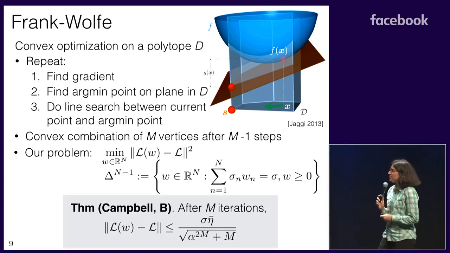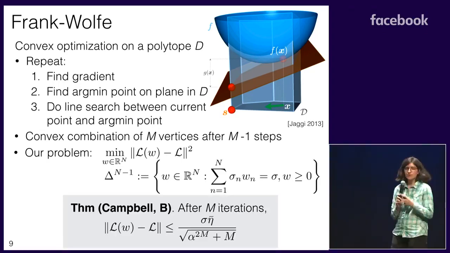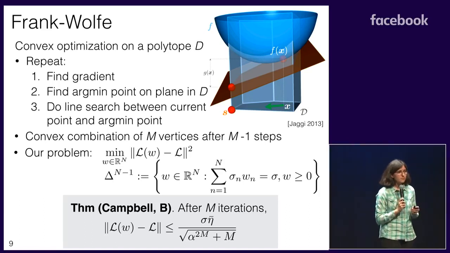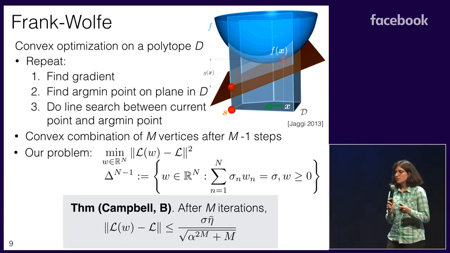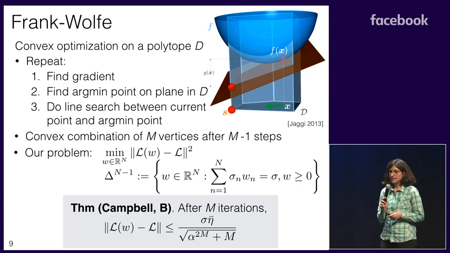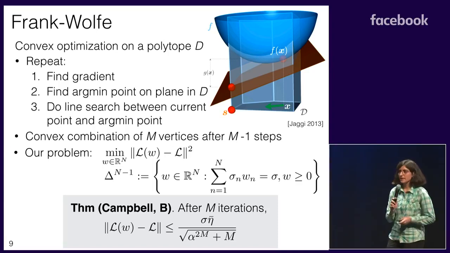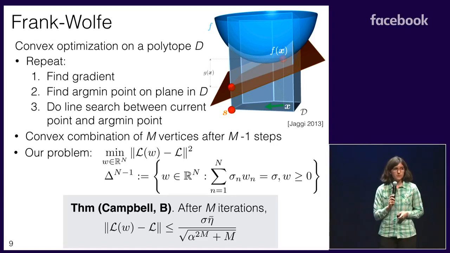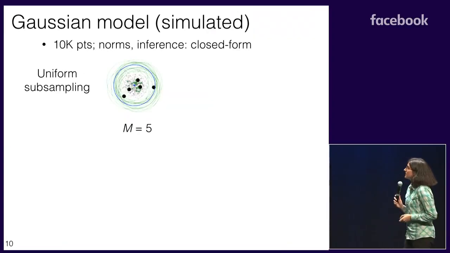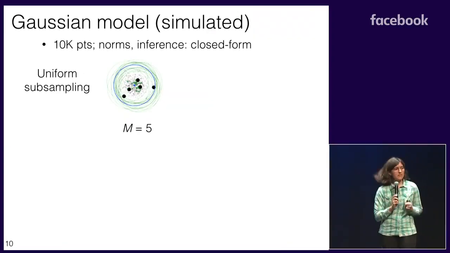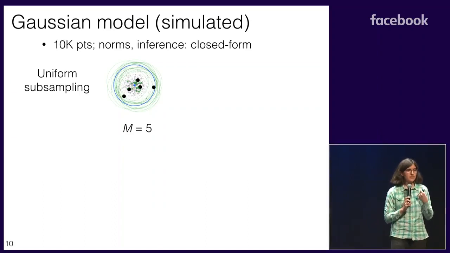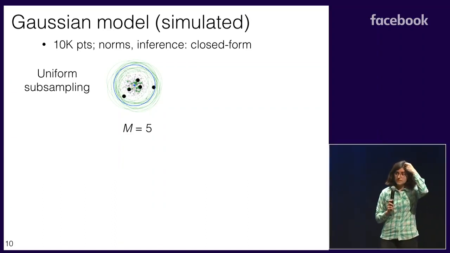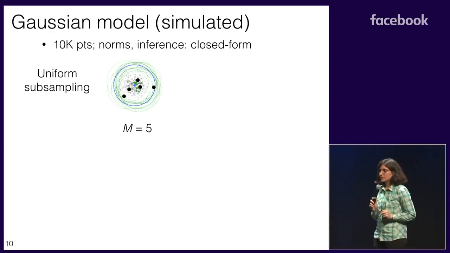Okay, and when we do this, we get a theorem that tells us that now we don't decrease at a square root of m rate, we decrease at a rate that is exponential in m, which seems much better. And so now we want to ask ourselves, well, does this actually come through in practice? Okay, so let's start by looking at a very simple problem where we can calculate posteriors in closed form, so we can isolate the effect of the core set.